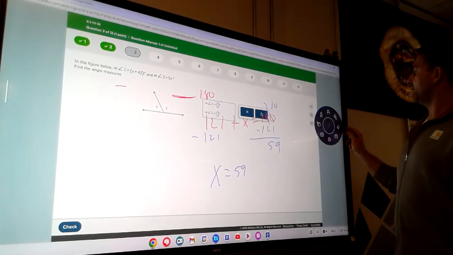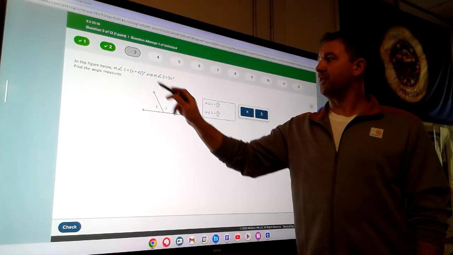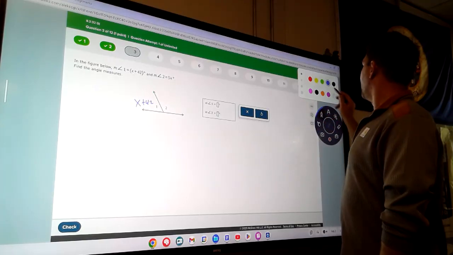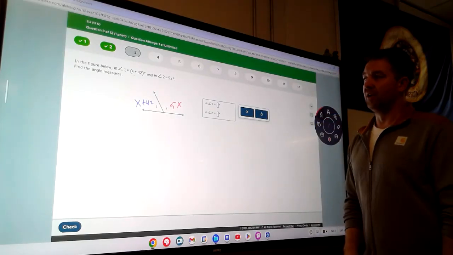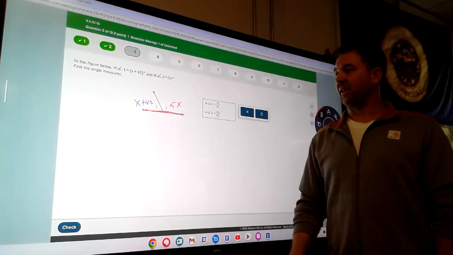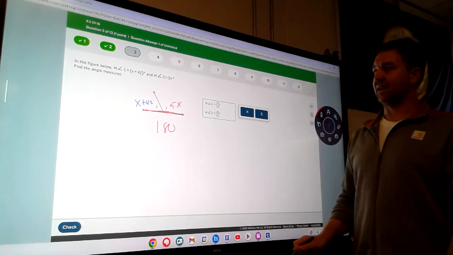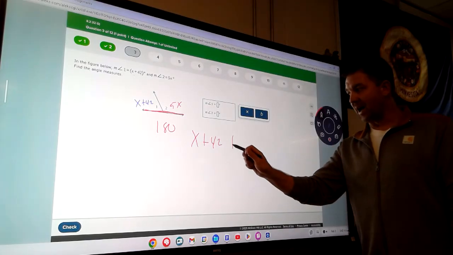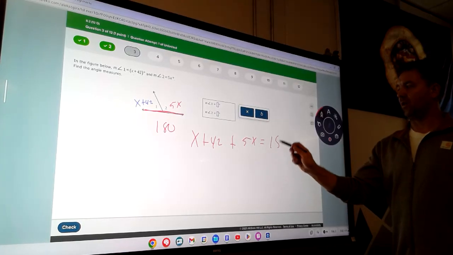Again, all I know is what they're giving me in this picture. The measure of angle 1 is x plus 42, so this angle is x plus 42. And I also know that angle 2 is 5x, so this side is 5x. Looking at this, it's a straight line. If that's the case, these two have to add up to how much? Yeah, 180. So let's set that up: x plus 42 plus my other angle of 5x is equal to 180.